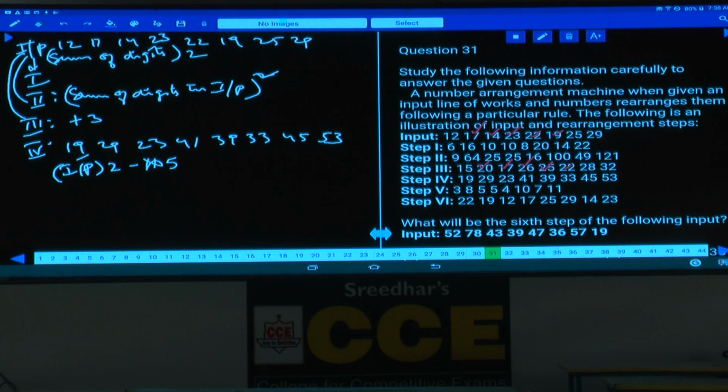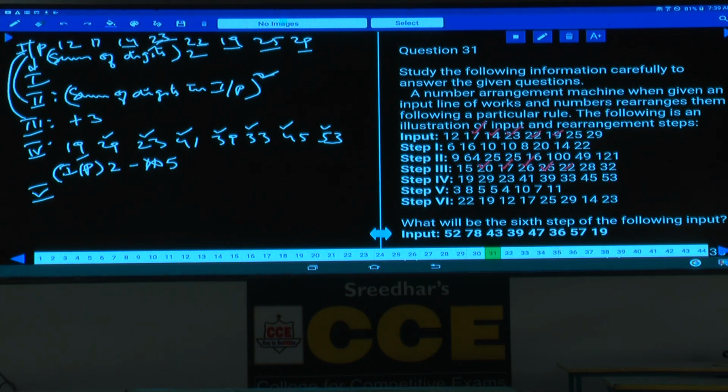Next one, 17. 17 into 2 is how much? 34. 34 minus 5 is 29. Are you following or not? Next one, here 14 into 2 is how much? 28 minus 5 is 23. And 23 into 2, 46 minus 5 is 41. 22 into 2, 44 minus 5 is 39. 19 into 2, 38 minus 5 is 33. 25 into 2, 50 minus 5 is 45. 29 into 2 is how much? 58 minus 5 is 53. That means input into 2 minus 5 will get the numbers in step 4.